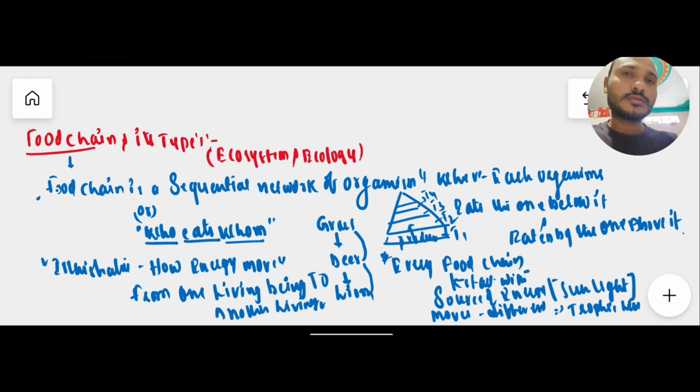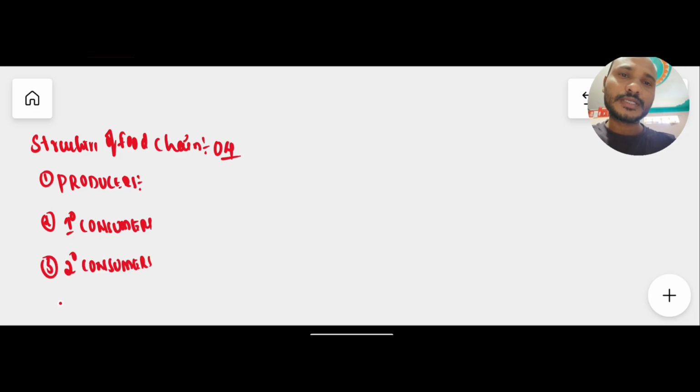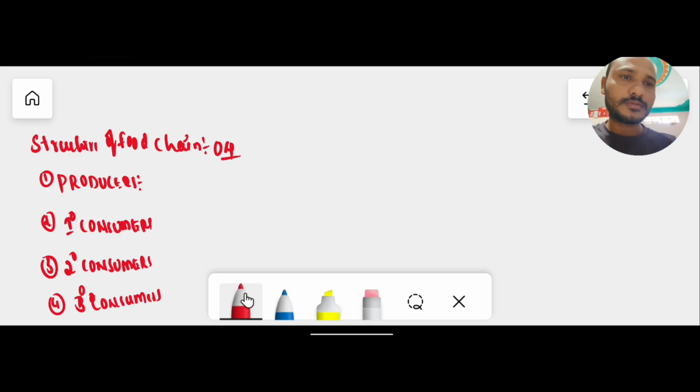Now we will move on to the structure of a food chain. Generally, in every food chain there are four important components. First and most important are the producers, second are the primary consumers, third are the secondary consumers, and fourth are the top or tertiary consumers. We will discuss each step in detail with the help of a pyramid.